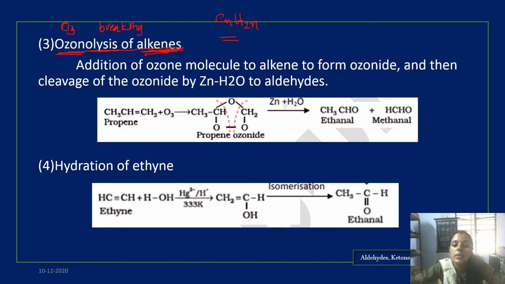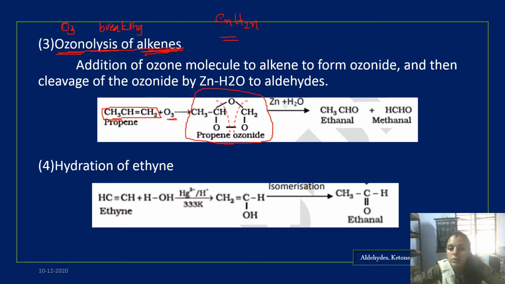So you're going to take an alkene here. Suppose you are taking propene, and you're going to add ozone to this propene. What happens here is this ozone will break the double bond, and you will get an addition product. You can see here CH3 CH, this double bond is broken, and you will get an oxygen here, and this oxygen is attached to the CH2.